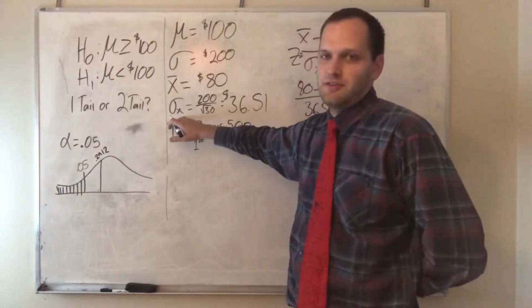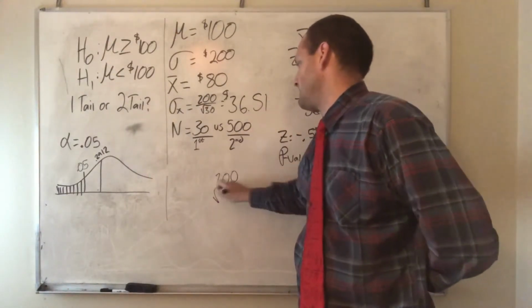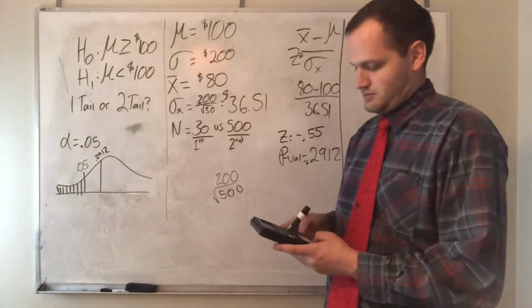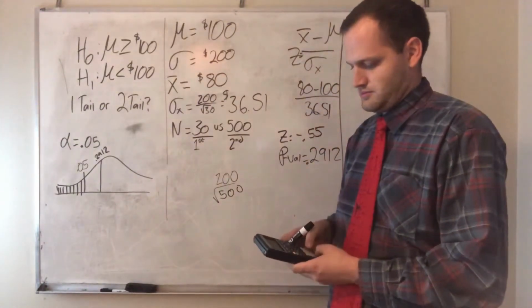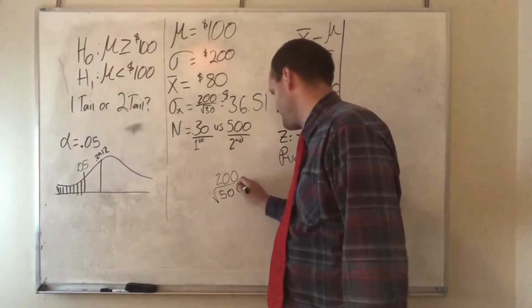Okay, so we're going to use the same setup, but we need to calculate the new sample standard deviation. The new sample standard deviation with 500 would be 200 divided by the square root of 500. That gives me 8.94.